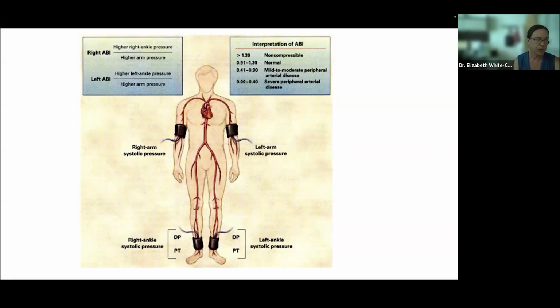The arm pressure is the surrogate for the systemic blood pressure. If you have a really big difference in blood pressure between the two arms, then there might be some narrowing or blockage in that arm artery causing it to be lower. So that's why you want to make sure you take the higher of the two arms.